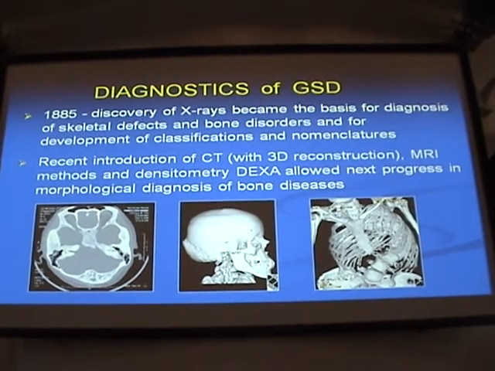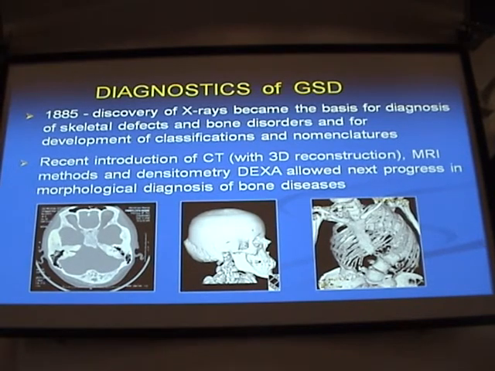Discovery of X-rays became the basis for diagnosis of skeletal defects and bone disorders and for development of classification and nomenclatures. Recent introduction of CT with 3D reconstruction, MRI methods and DEXA densitometry allow next progress in morphological diagnosis of bone diseases.